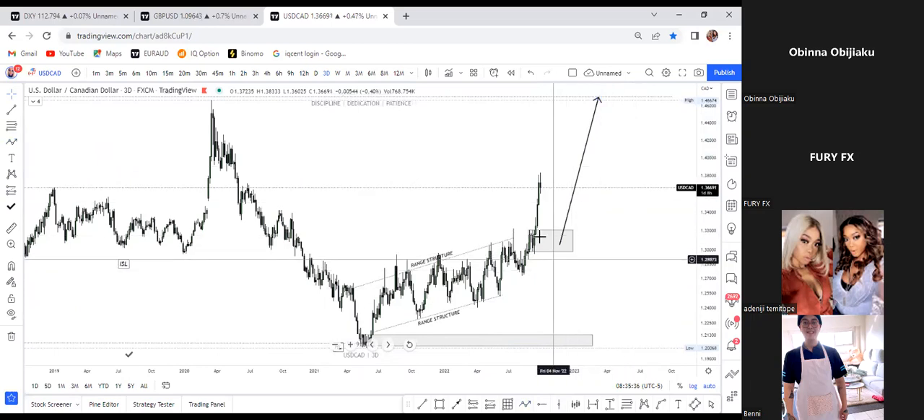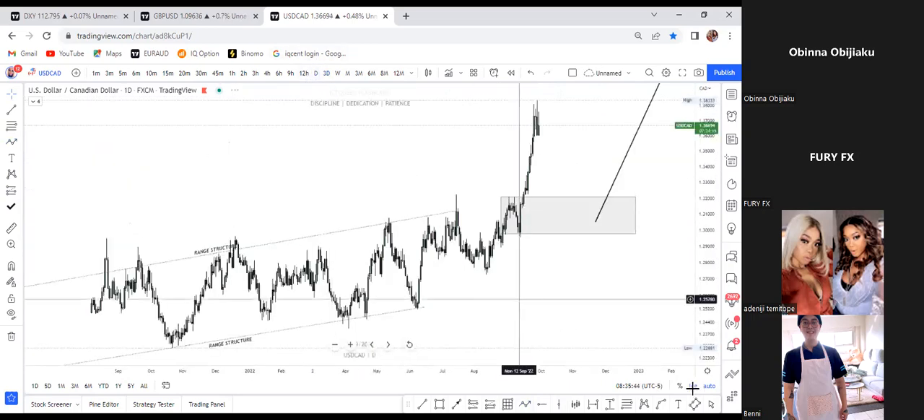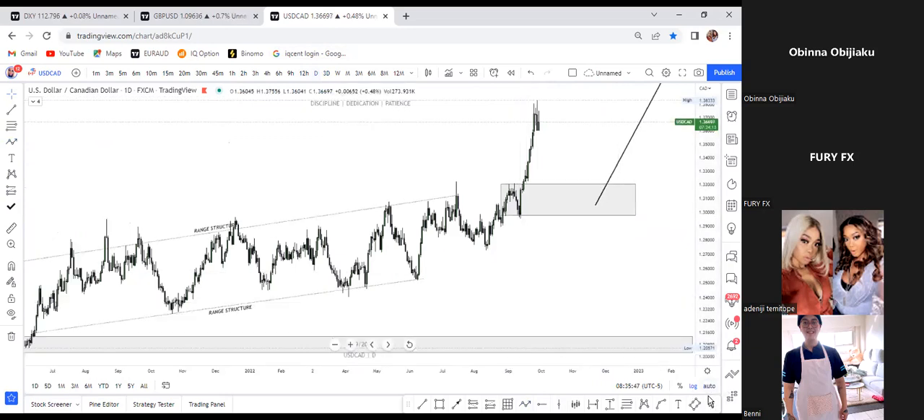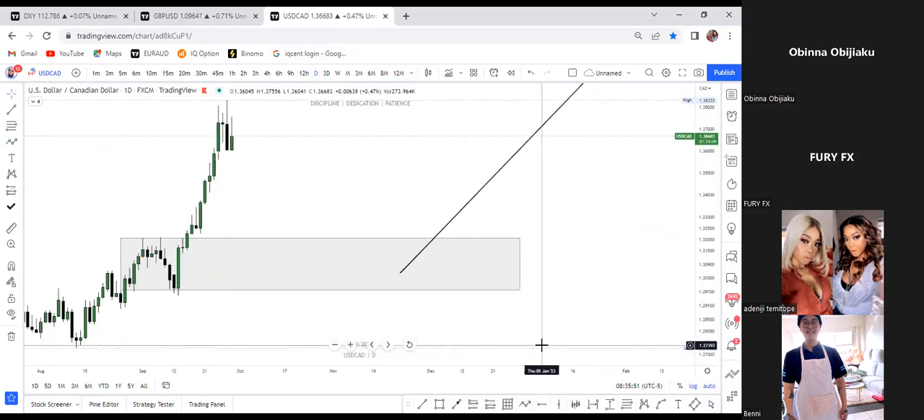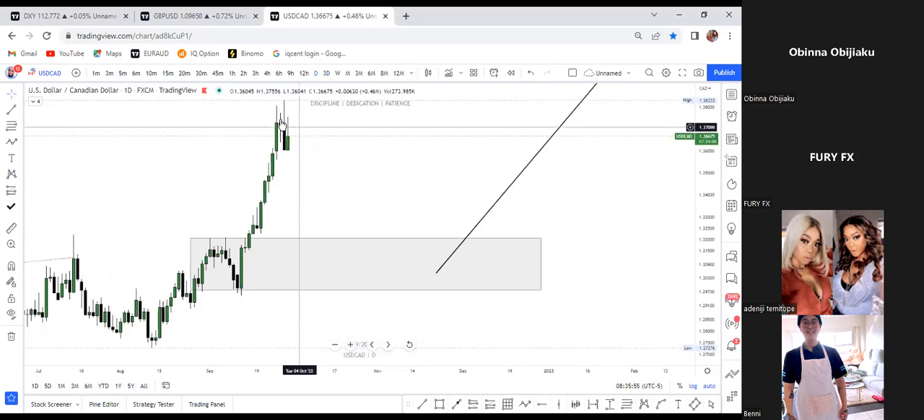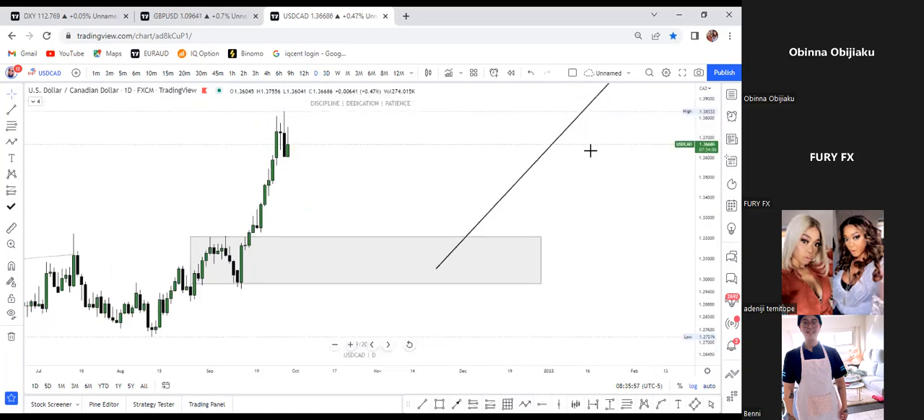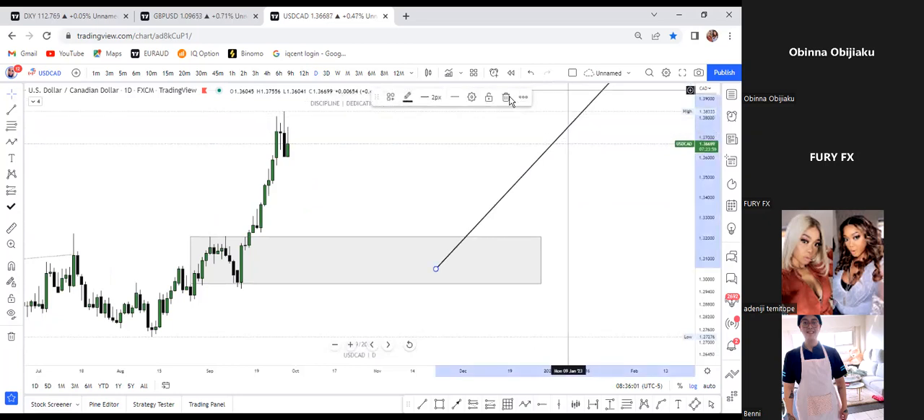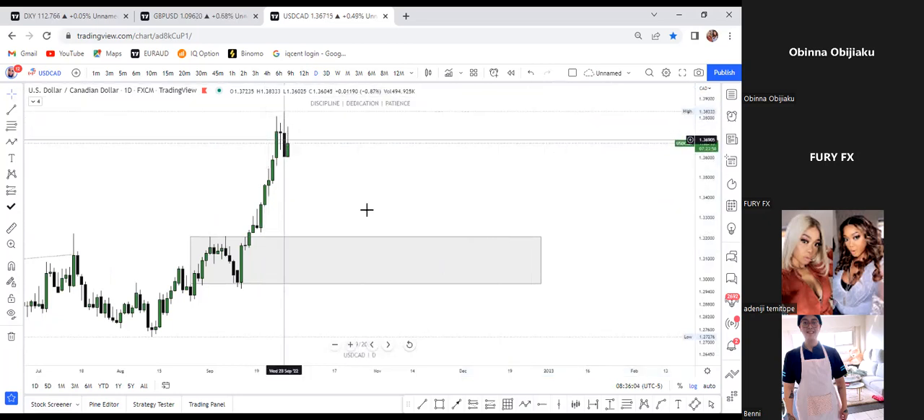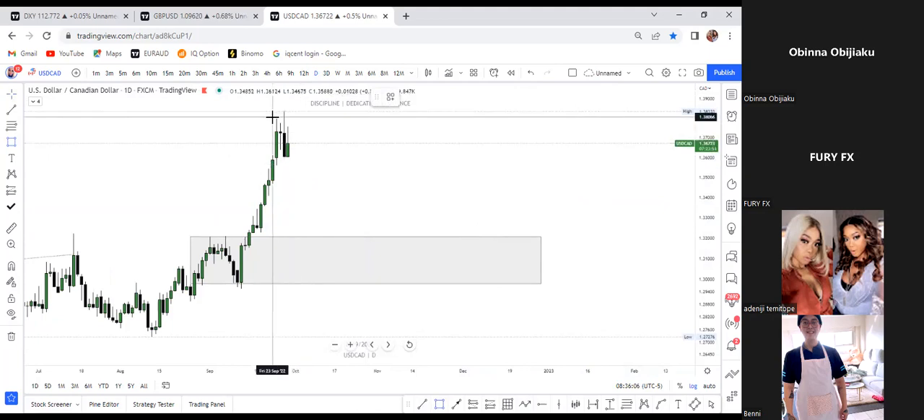You can target the 50% of this 3-day order block, because it's a 3-day order block, and a 3-day order block is big. Now let's go to the daily. If you look at the daily, this pair is rejecting from the daily. Where is it rejecting from? This daily hidden base.